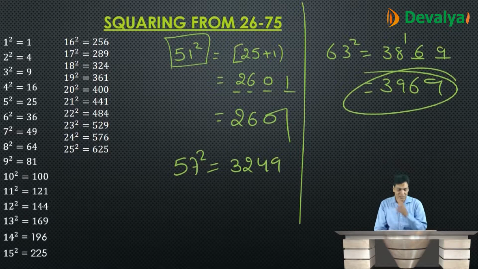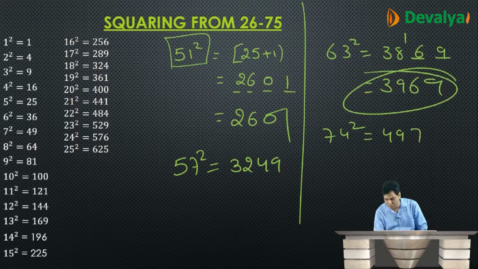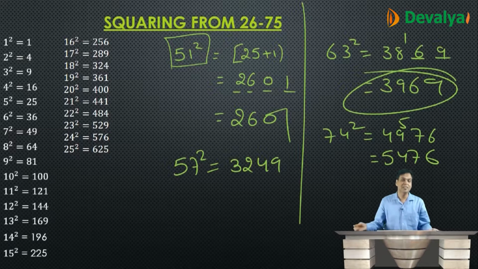Got it? So now you can calculate the square up to 75 easily, I guess. So let's calculate the square of 74. What is the square of 74? Again, 25 plus 24 would be 49. But the square of 24 is 576, so I am supposed to write 76 here and put the 5 as a carry. So my answer is 5476. It's simple. Now you can calculate the square up to 75 easily within fractions of a second.